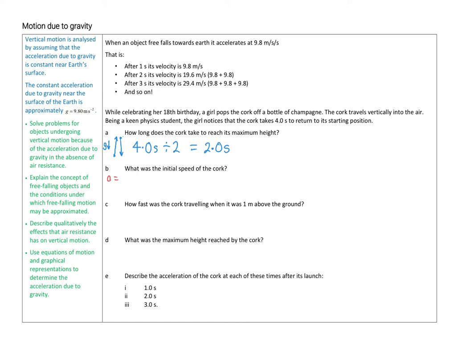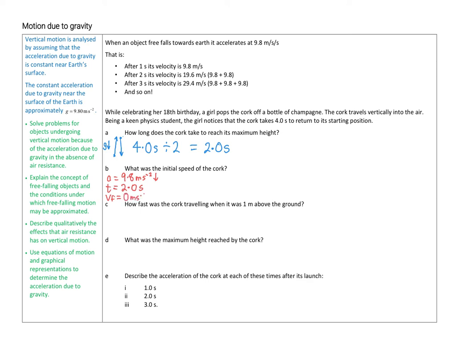The acceleration due to gravity is equal to 9.8 metres per second squared, and that's downward. We know that the time going up is equal to 2 seconds from the previous. And this is a little bit tricky. You've got to think about it. But the velocity at the highest point will be equal to 0 metres per second.